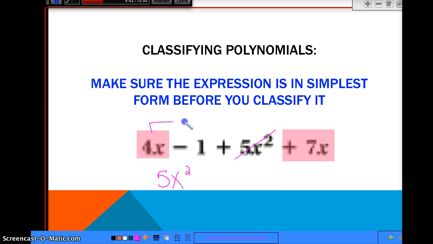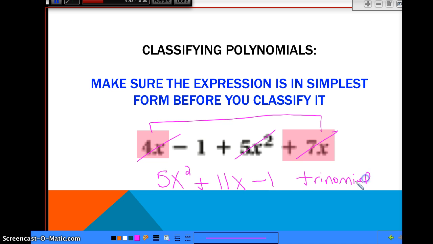The 4x and the 7x are like terms, so we can add them: 4x plus 7x is 11x. And then minus 1 drops down. So this is a trinomial because it has 3 terms, and the degree is equal to the highest exponent, which is the 2.